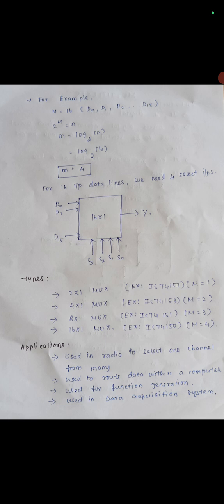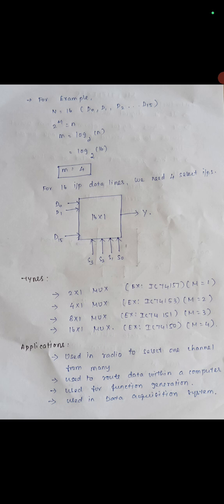So for the first mux, 2 cross 1 mux, we need 1 selection line. For 4 cross 1 mux, we need 2 selection lines. In 8 cross 1 mux, we need m is equal to 3 selection lines. And for 16 cross 1 mux, we need m is equal to 4 selection lines. And I will give some IC numbers for the multiplexers. Then we will see the applications.